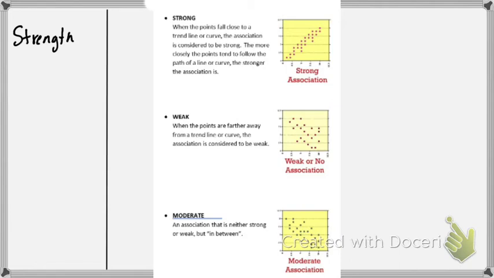Okay, so if we look at this picture right here and we try to draw a trend line, we can see that those points are really, really close to that line that we drew. Remember this right here, that's the trend line. If you wanted to be more specific, this is going to be a strong positive because it does have a positive relation or association.